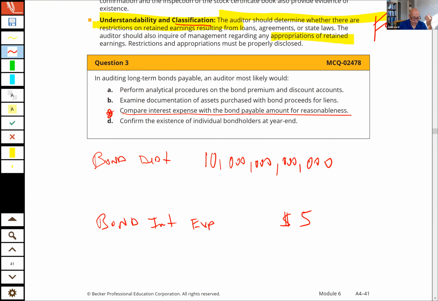Okay, now let's compare that. The auditor would most likely perform analytical procedures on bond premium and discount. Let's compare this to other things. Go ahead, give me an analytical procedure on bond premium and discount that will give you reasonableness for the bonds payable. I can wait. I don't think there is one. I'm the only one that chose the answer. I don't know why I chose that, now that I look at it in that way.